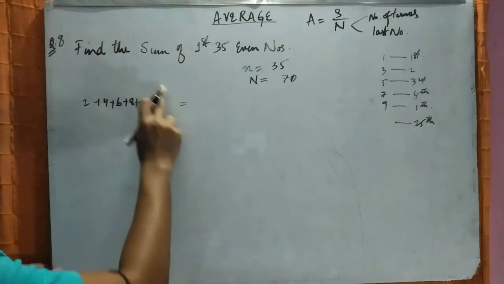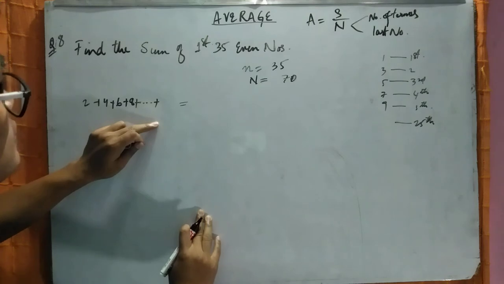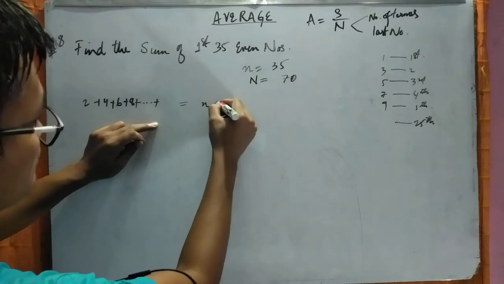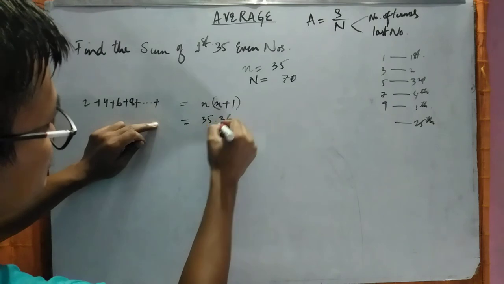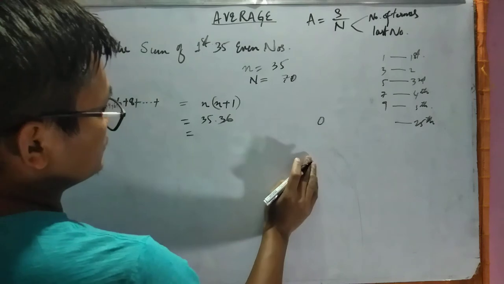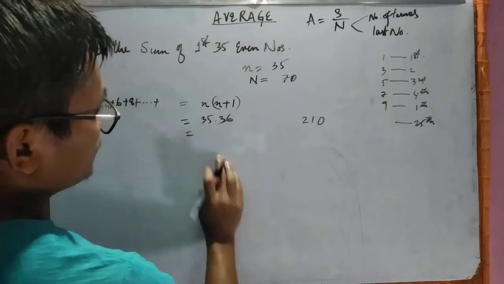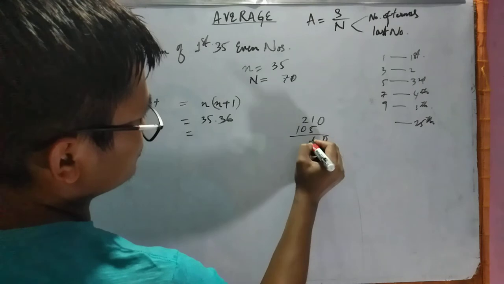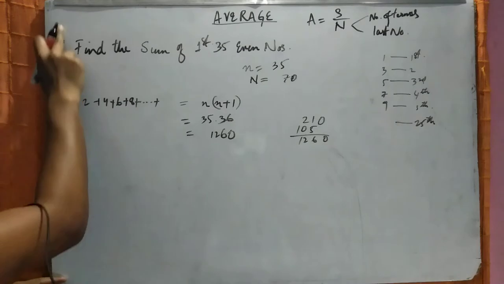The formula is N times N plus 1. N is 35, so 35 times 36. Now 6 will multiply 35: 6 times 5 is 30, 6 times 3 is 18, giving 210. Then 3 times 35 gives 105, and the sum is 1260.